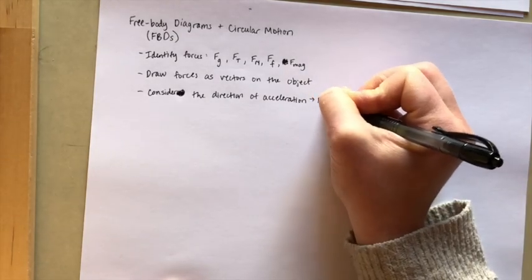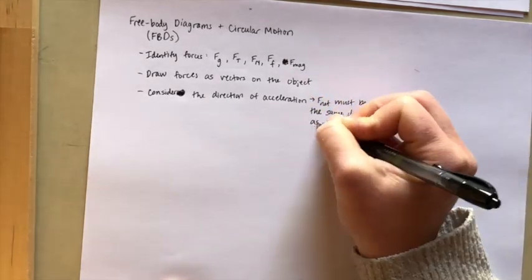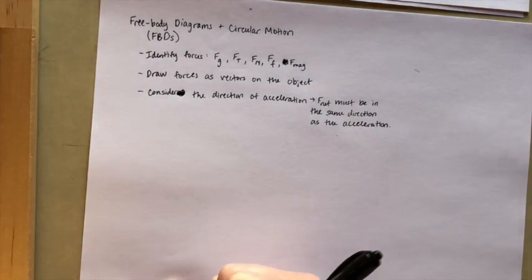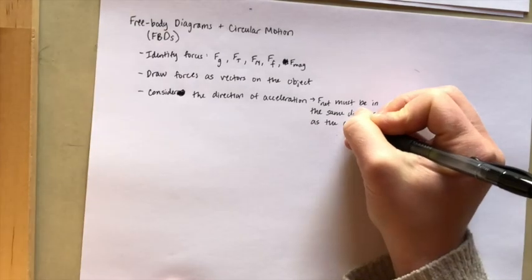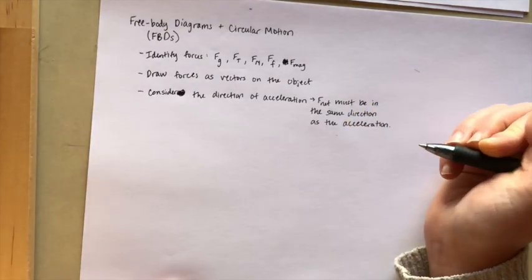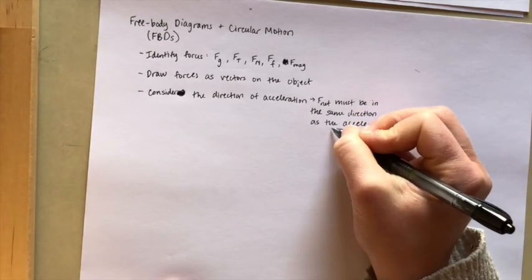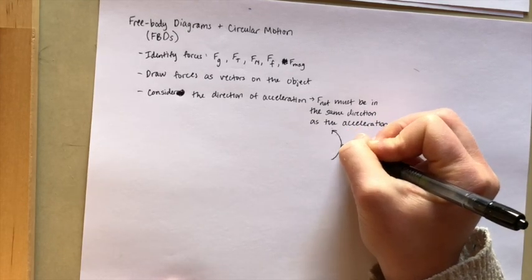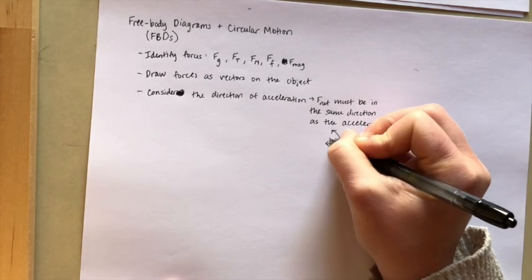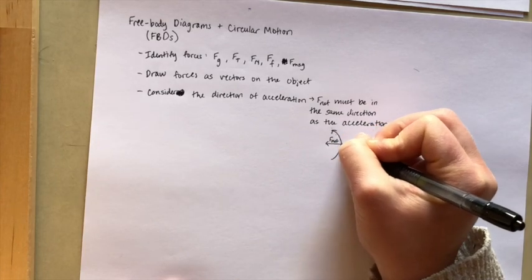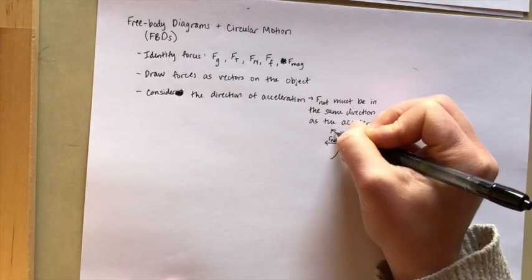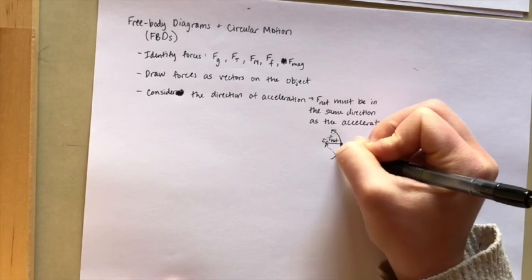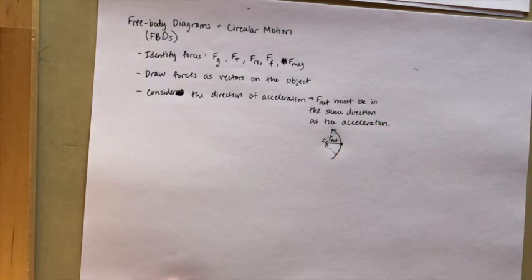So F net must be in the same direction as the acceleration. And in the case where the object is turning, that's going to be towards the center of the circle. So if you have something turning like this, then the net force and the acceleration have to be directly inwards at this point, and then inwards here and inwards here. So it depends at what point of the turn you are talking about.